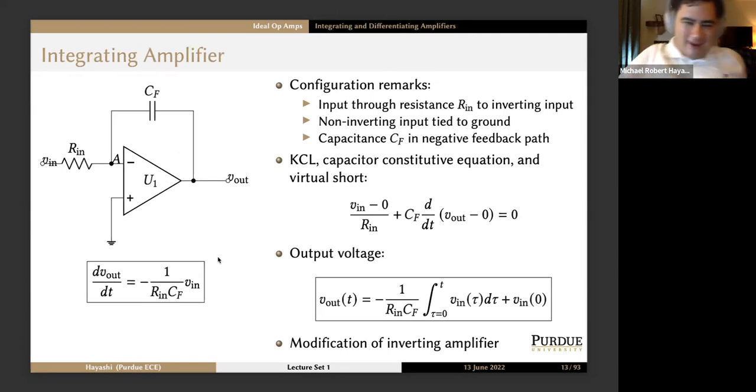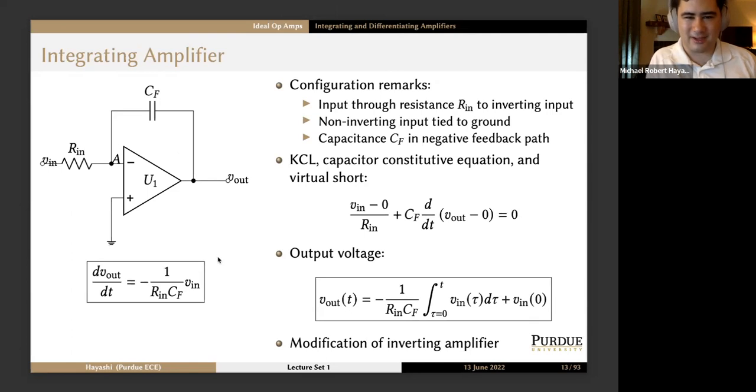The integrating amplifier is just another configuration. Here we're not going to use a resistance in the feedback path. We're going to use a capacitance. So it looks very similar to the inverting amplifier.